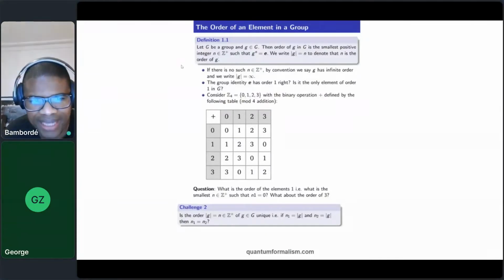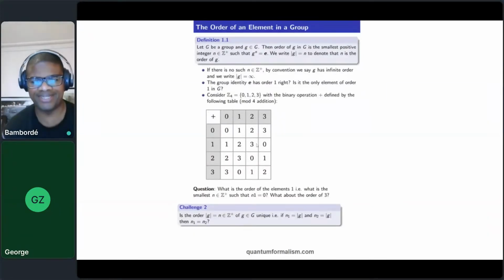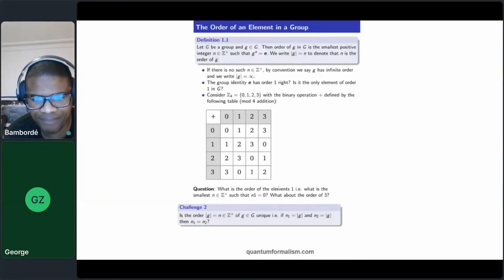So here's a toy example. Consider Z4, addition mod 4, given by this table. The question is, what is the order of the element 1? And the other question is, what about 3, for instance? You check the table. The table is here, that's why I put it there. You check it and you see what the order is.